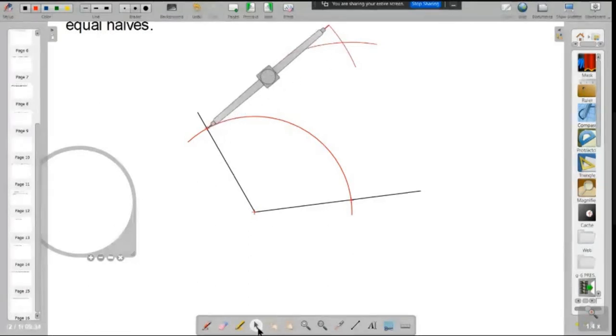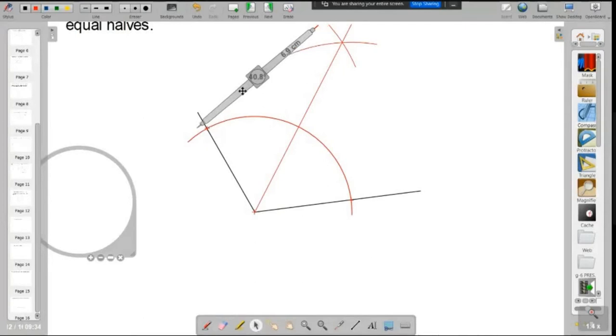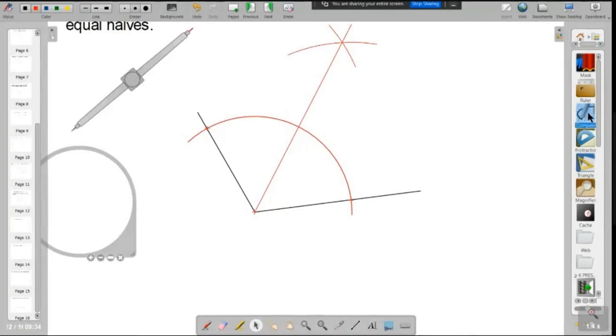I just have to draw the bisector. See here, it is from here, the vertex of the angle, to the point of intersection of the two arcs. This red line is the bisector of the angle given. You can check the angle with the help of a protractor too.